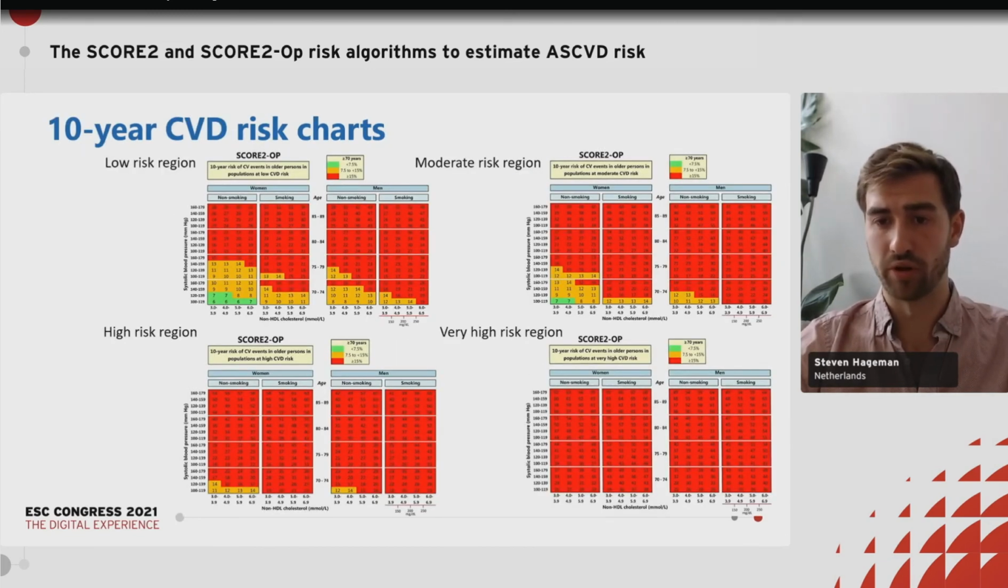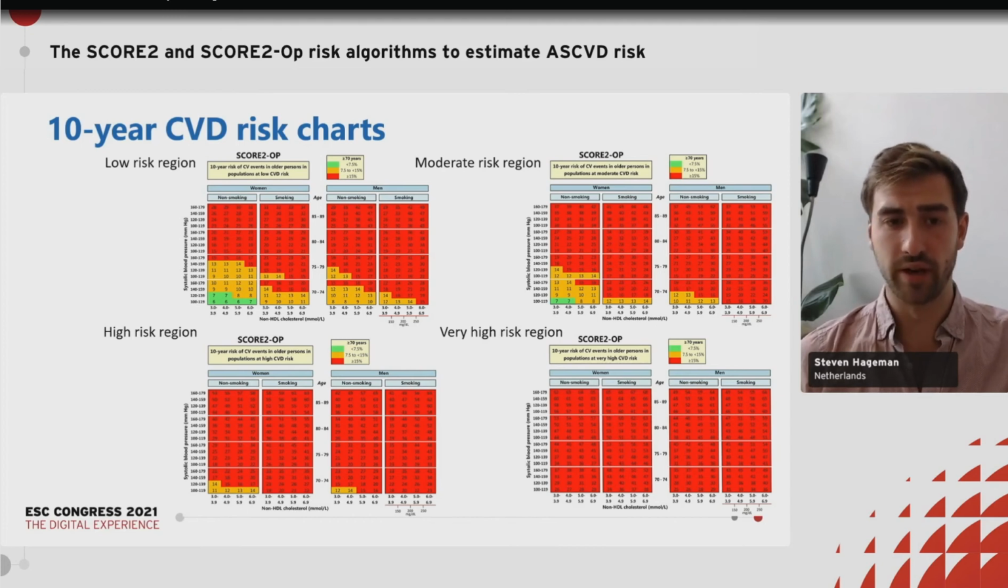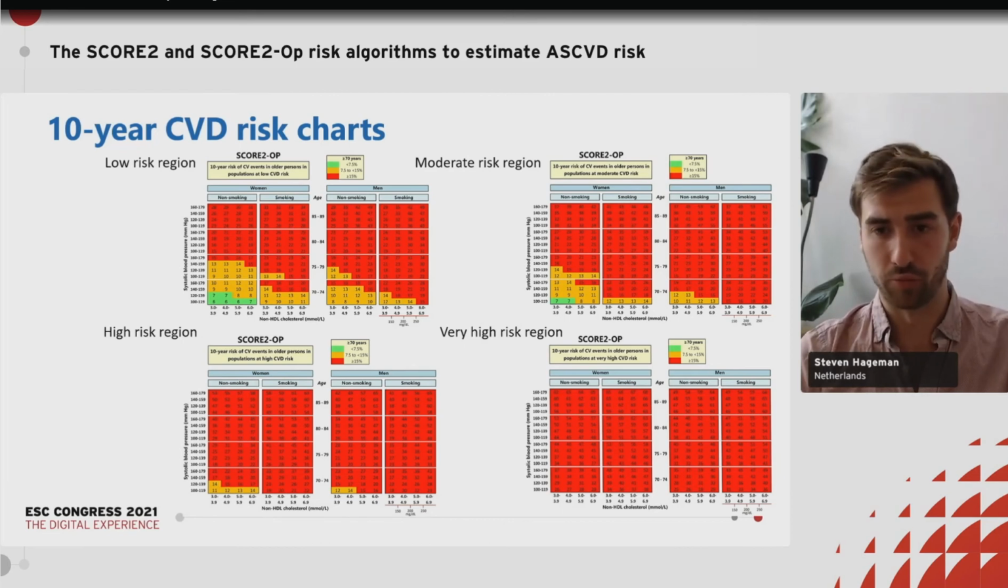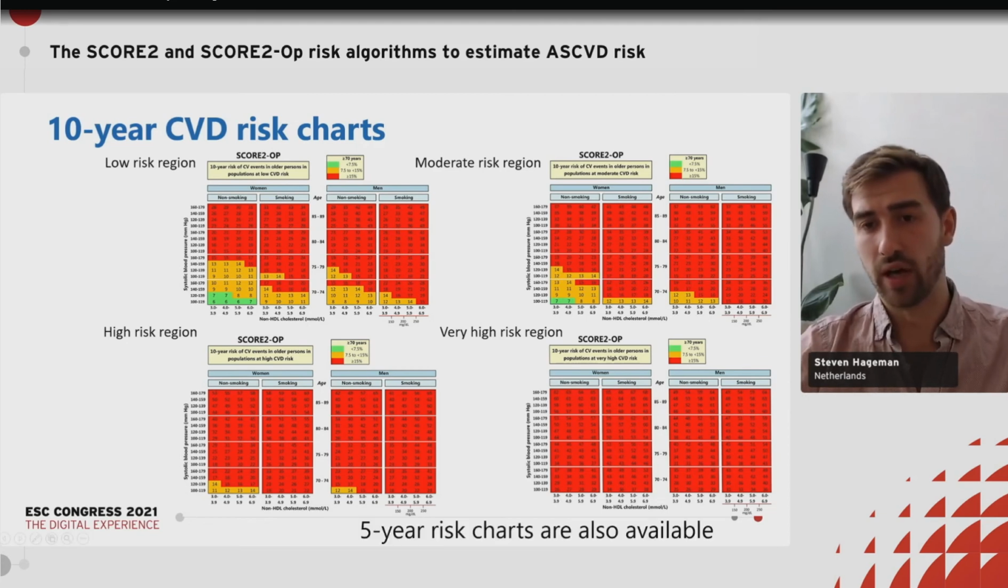The SCORE2 OP model was used to derive these two-dimensional risk charts. These charts can be used very easily in clinical practice to predict the risk of cardiovascular disease. There is one chart for every region, and they are colored like the SCORE2 region. Do note that the coloring is slightly different for older persons due to potentially different treatment targets in the older persons. As this may be very relevant to discuss cardiovascular disease risk at a shorter time horizon, we also developed 5-year risk charts for every risk region.